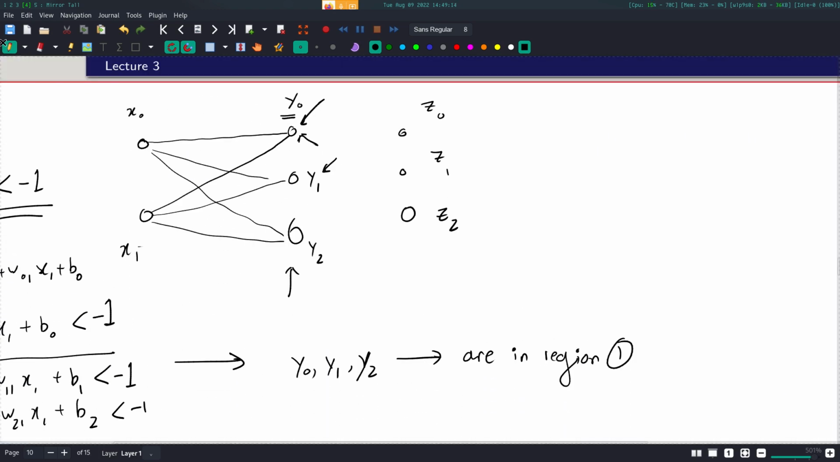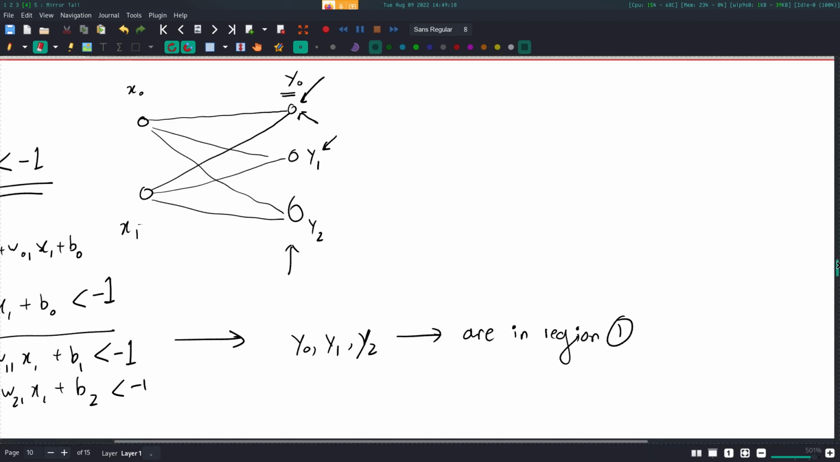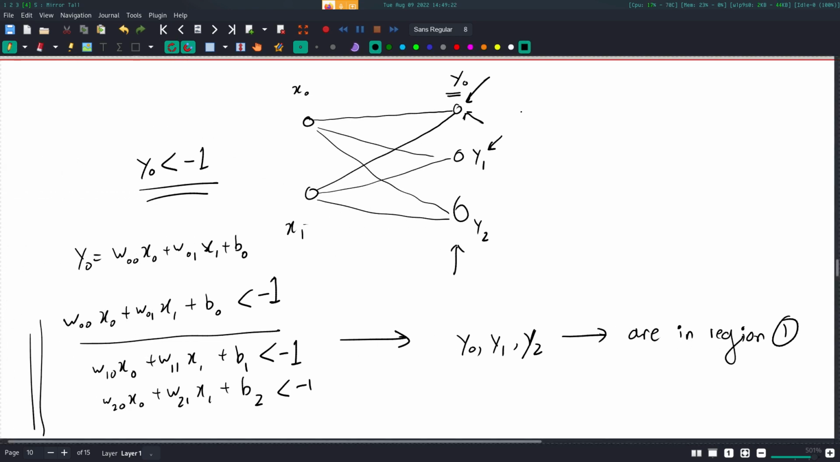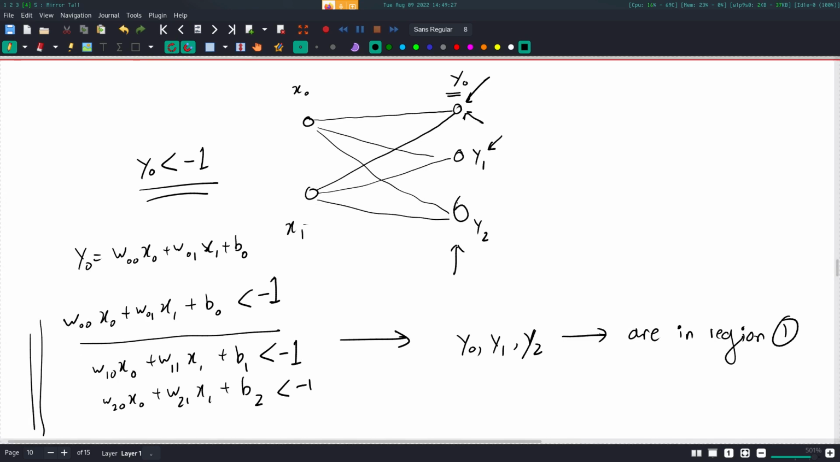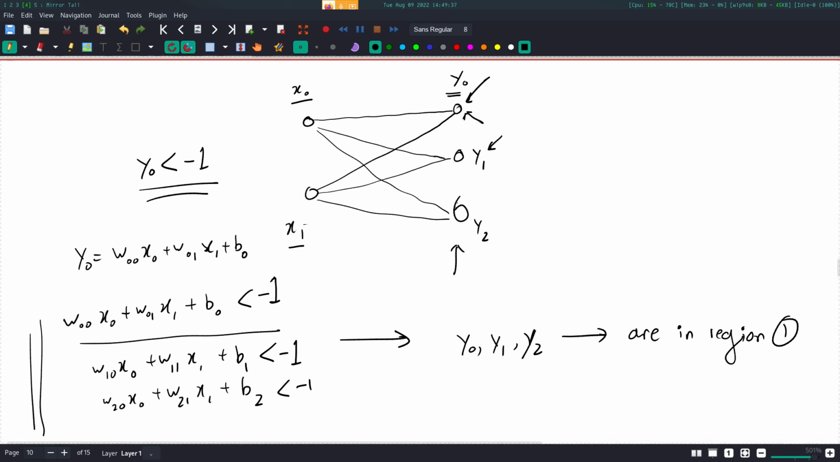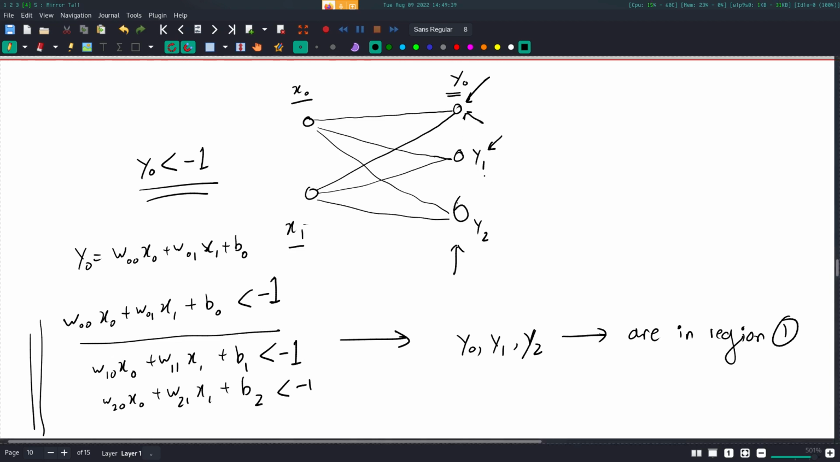So let's forget about the next layer. Let's say your neural network has just one hidden layer, right? What I'm basically trying to do is take the condition that the input to all of the activation functions in these nodes is less than -1 and express that in terms of the input to the network, right? The input to the network is x0 and x1. The input to the activation functions in each one of these nodes is y0, y1, y2.